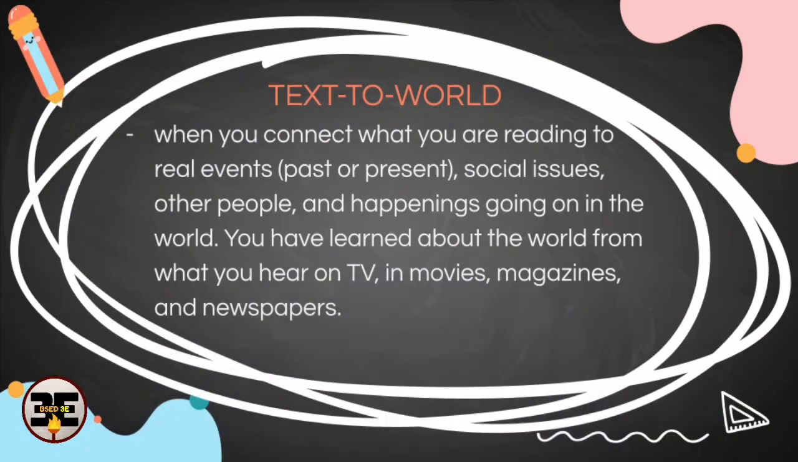The last kind of connection is text-to-world connection. Text-to-world connection is when you connect what you are reading to real events, it may be past or present, social issues, other people, and happenings going on in the world. You have learned about the world from what you hear on TV, in movies, magazines, and newspapers. Effective text-to-world connections happen when you can use what you have learned through these mediums to enhance your understanding of the text that you are reading.